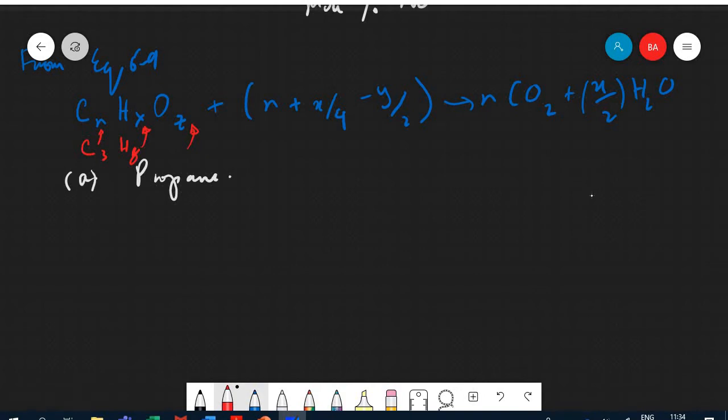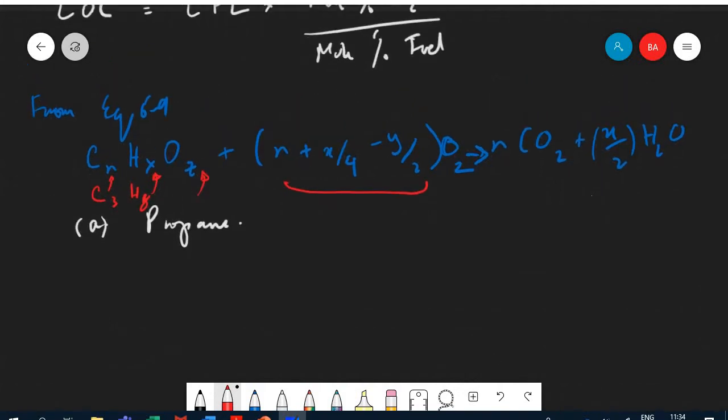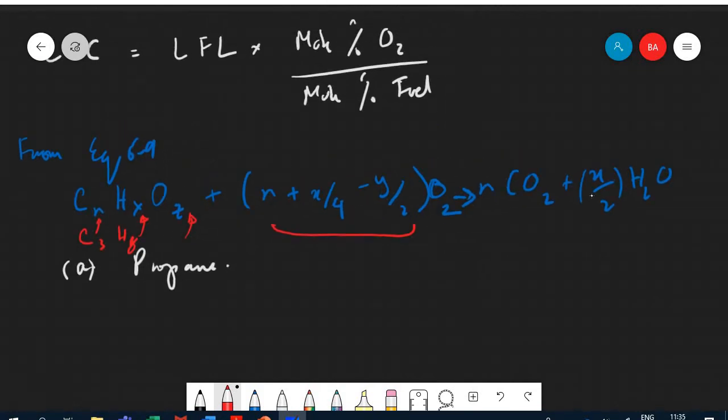Did I miss something here? Yes, I missed my O2. Where is my O2? Okay, so this is O2 here. Great, so I can now calculate the rest of the coefficients. The main part I want to know is how much O2 I have: the mole percentage of O2 over the mole percentage of fuel. So this is n plus x over 4 minus y over 2, divided by 1, which is here.